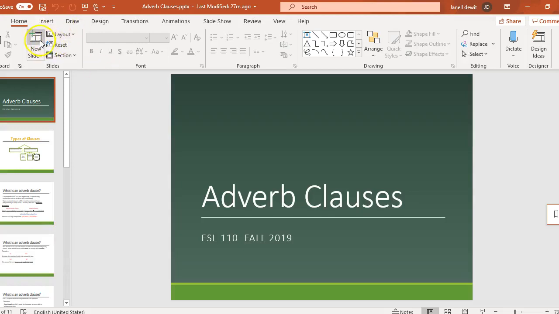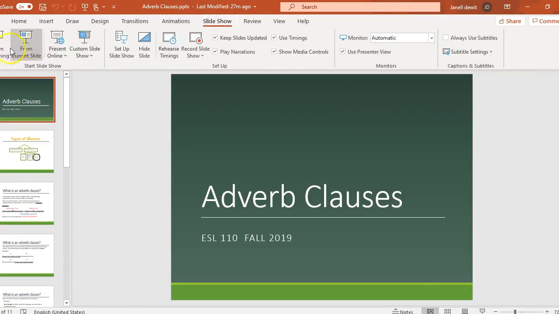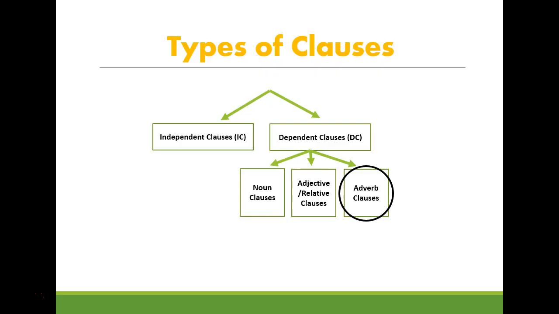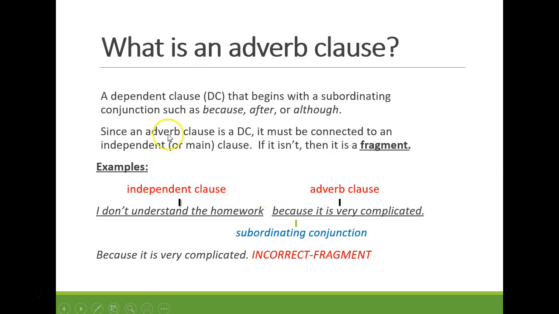Hi everyone, today we're going to talk about adverb clauses. So first of all, an adverb clause is one of the three kinds of dependent clauses. Remember, in English we have independent clauses and dependent clauses. So adverb clauses are one of the dependent clauses, along with adjective clauses and noun clauses.